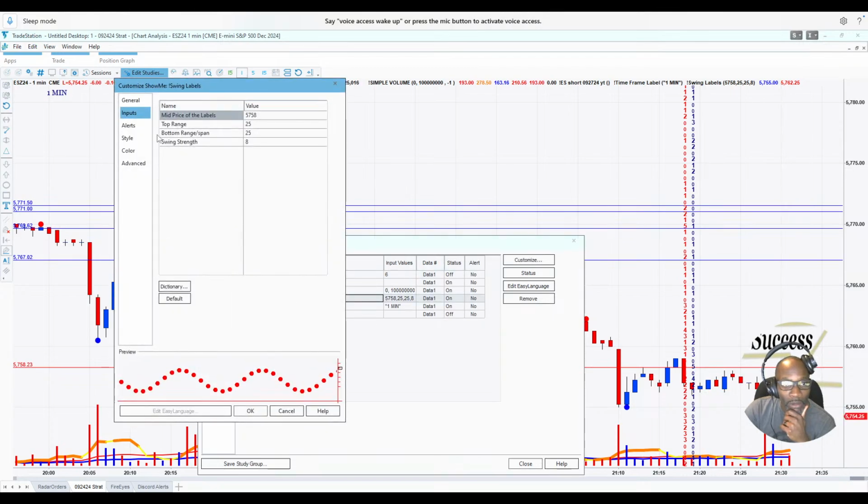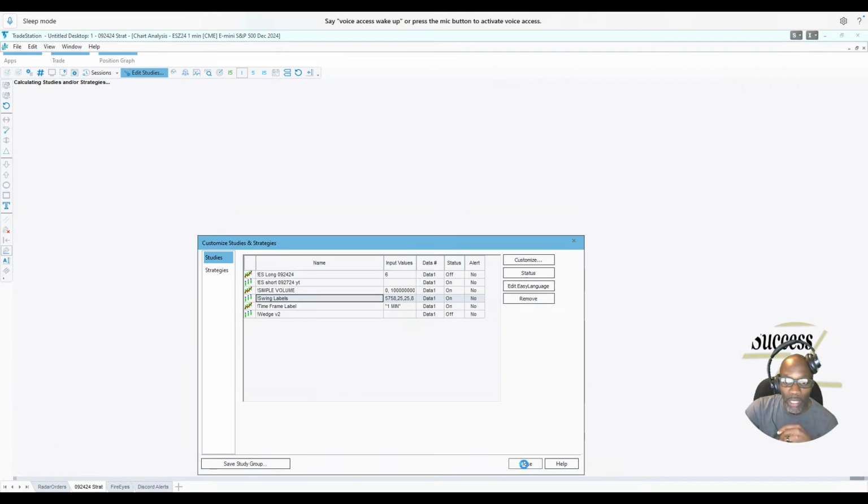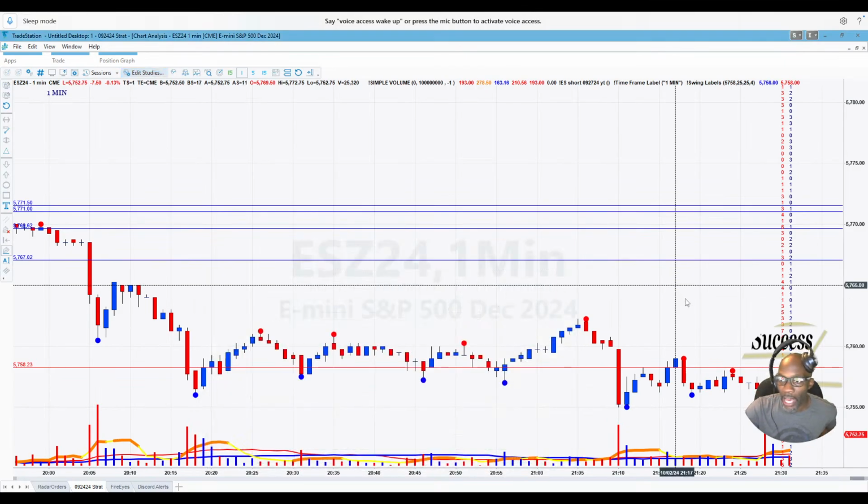it's called swing labels. So the mid price is 57.58, and then we're going 25 points on either side of that. My swing strength is 8, right? So it's got to have 8 bars on either side to be considered a swing point. So I'm gonna change that to 4. So it's less bars required. So we have more swing points on this chart. So those numbers should go up a little bit higher.